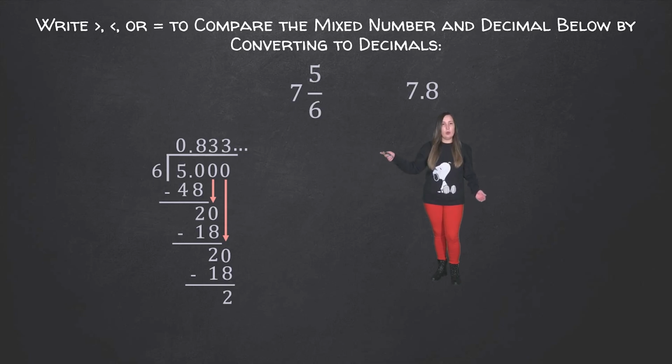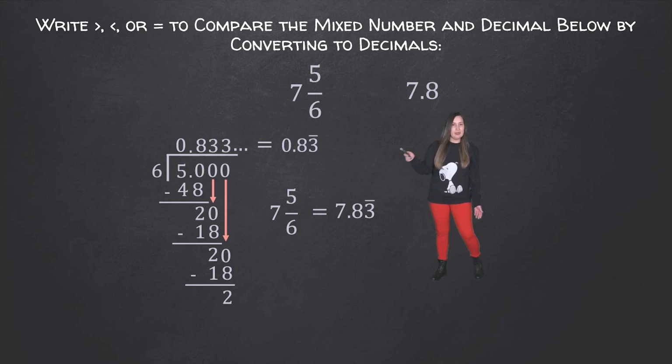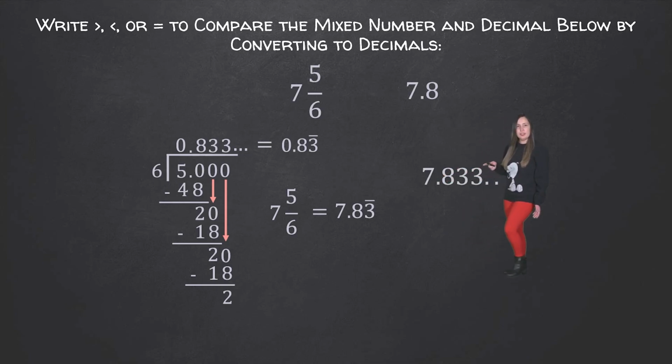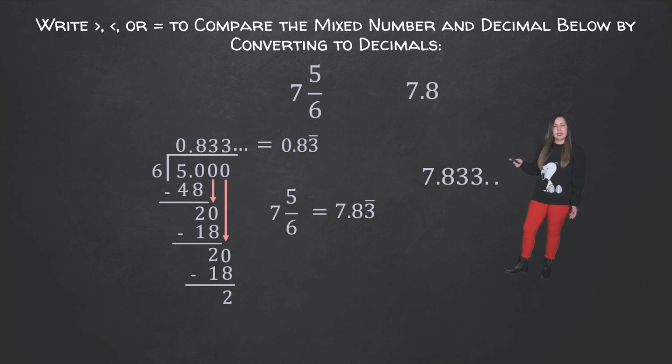It's going to be 0.83333 and so forth. So we could rewrite that as 0.83 with a line on top of the 3 showing that it's going to keep repeating. All right? So 7 and 5/6 is equal to 7.83 with a line on top of the 3. And then we're going to write that down over here. So 7.833... meaning it keeps going.